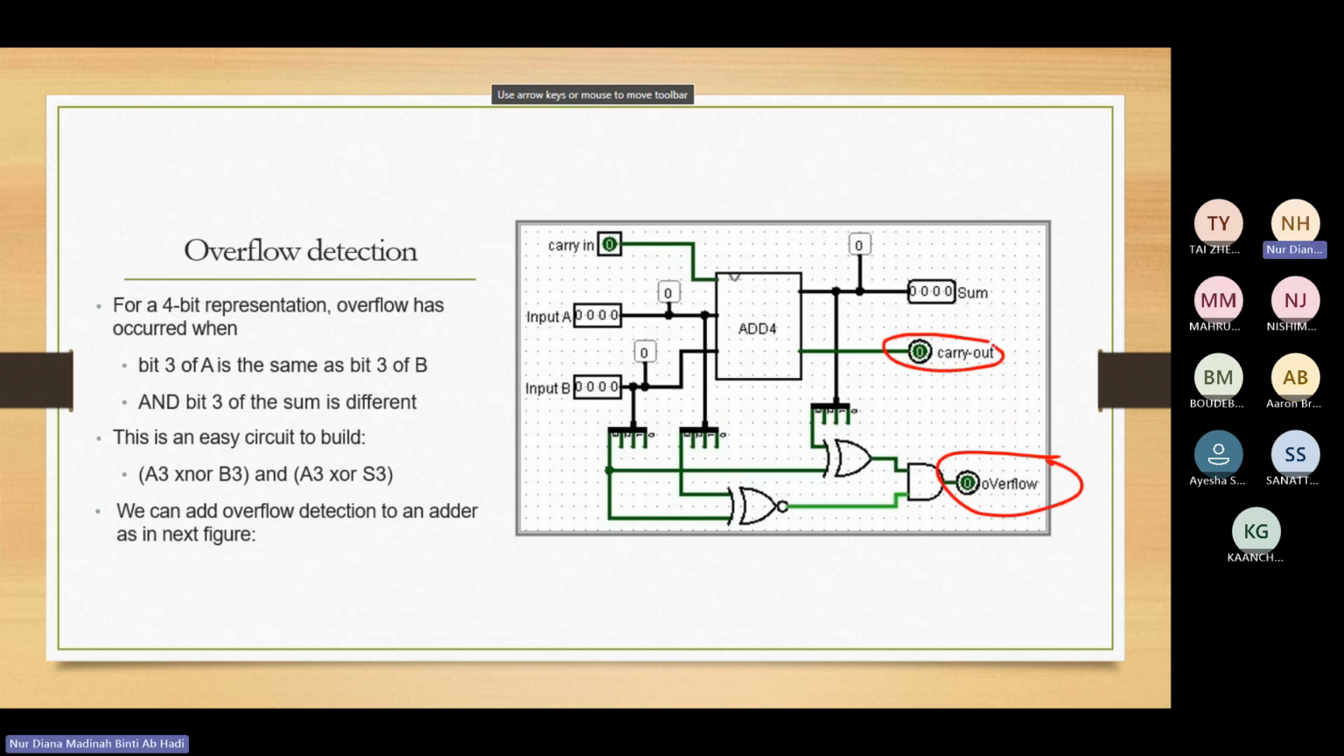This is your carry in, carry out. This is your logic gates. This would be your input. This would be your output. And this is your process, whether you add or subtract. Okay. So far, do you have any questions?